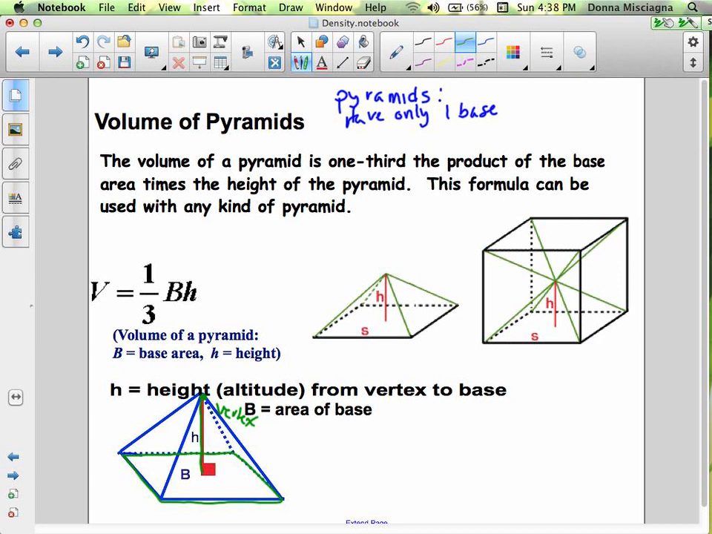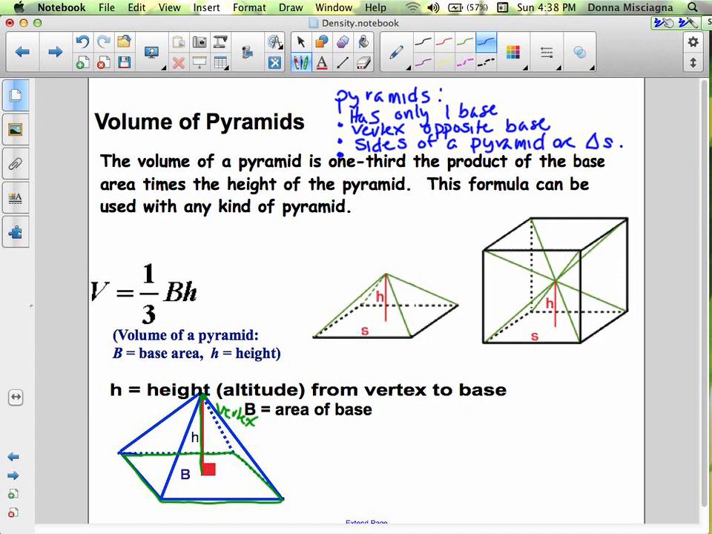And all a vertex is just a point, right? So a pyramid has only one base, and it has a vertex opposite the base. And the sides of a prism are rectangles. The lateral sides of a pyramid are triangles. So if you have any shape that's not a triangle, that is the base.